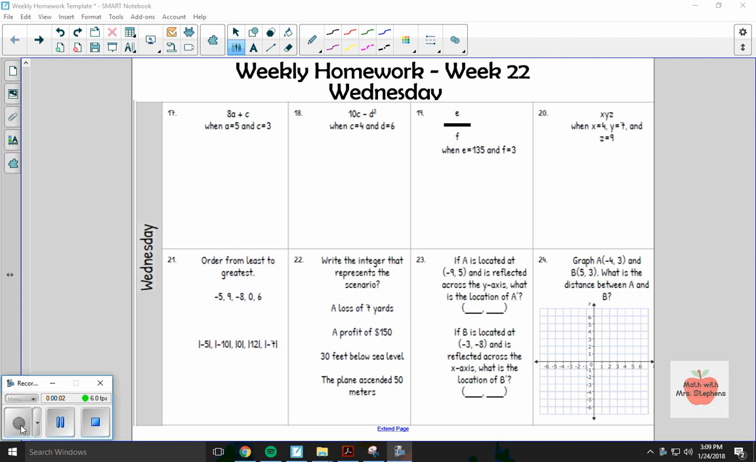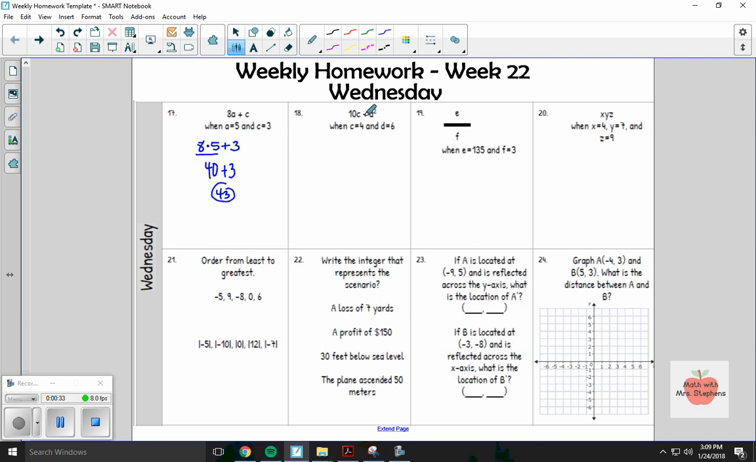On number 1, we are going to substitute the value of the variable into the expression 8a plus c. 8a means 8 times a, so we need to do 8 times 5 plus c, which equals 3. Using the order of operations, I know we need to do 8 times 5 first, which is 40. 40 plus 3, 43 is your final answer.